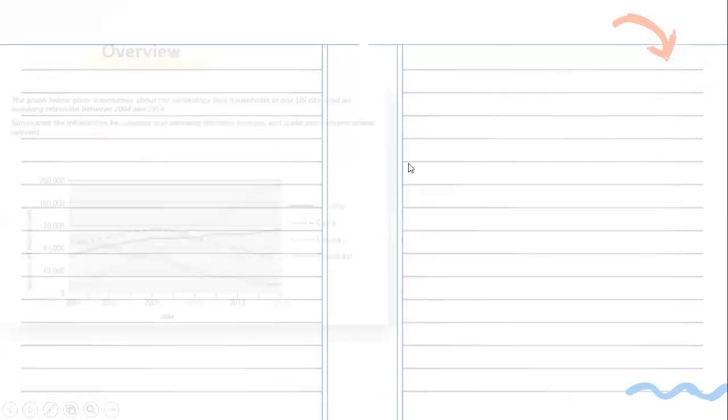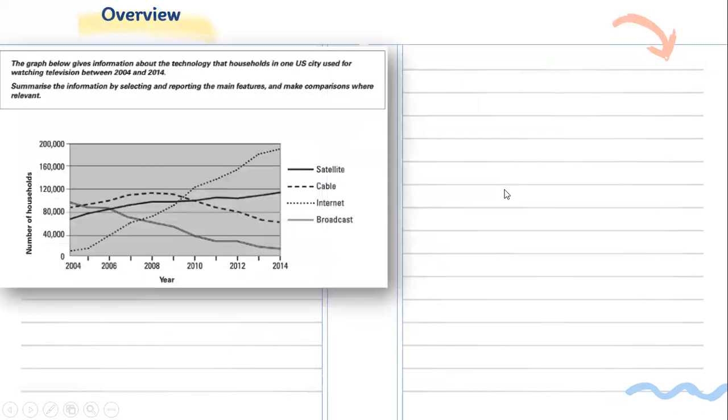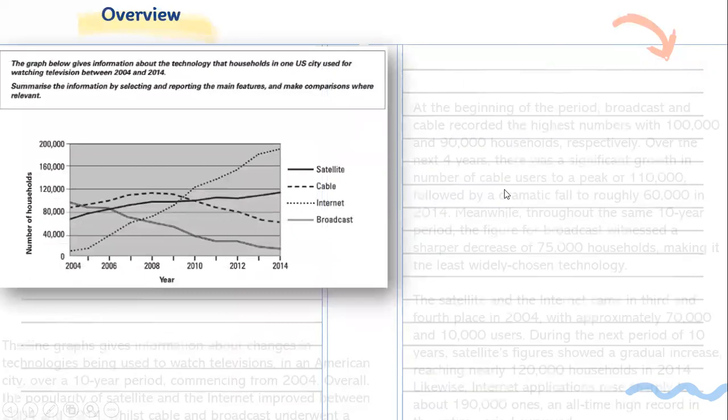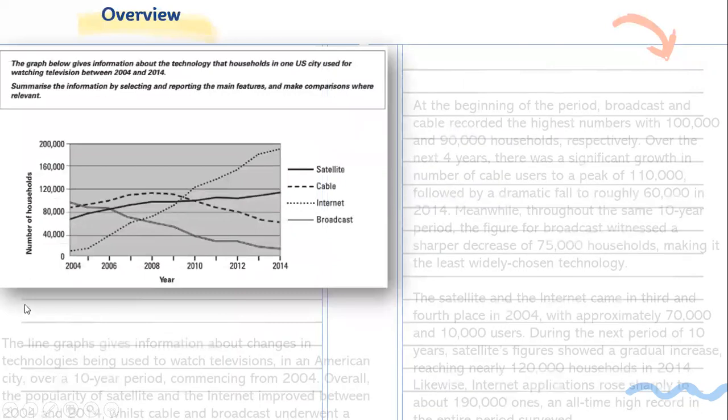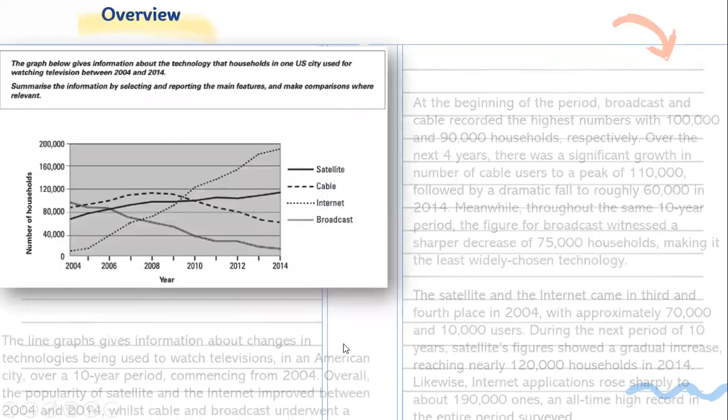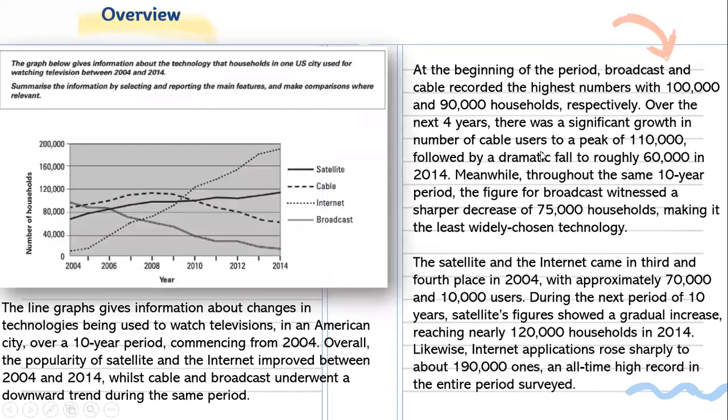So overall, when we combine all of them, you just need to combine the intro and the overall into one paragraph. Paragraph one is the intro and overall, paragraph two is body one, and paragraph three is body two. It is so easy, right?